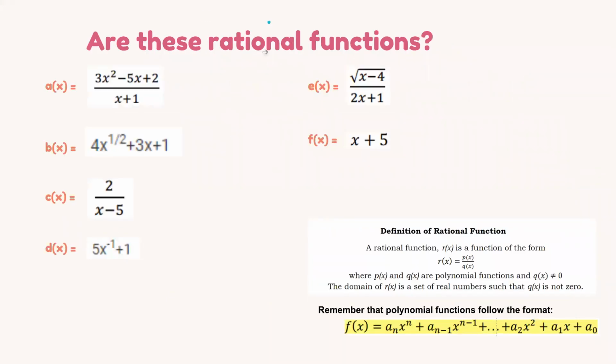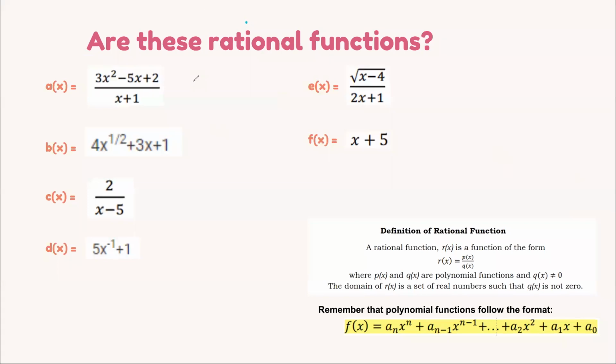So, let's try to look at this and try to answer this. Are these rational functions according to the definition we tackled earlier? So, A of x, what do you think is the answer? This is our P of x. This is our Q of x. Is P of x a polynomial function? Yes, it is. Is Q of x a polynomial function? Yes, it is. So P of x is a polynomial function with a degree of 2, and Q of x is a polynomial function with a degree of 1.